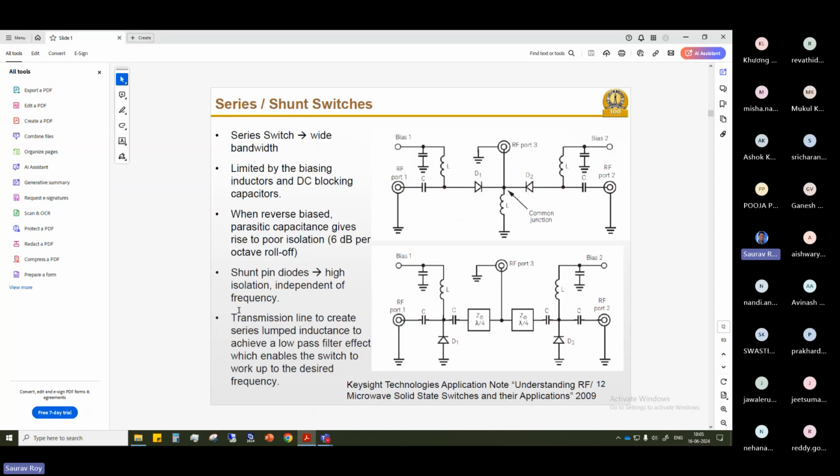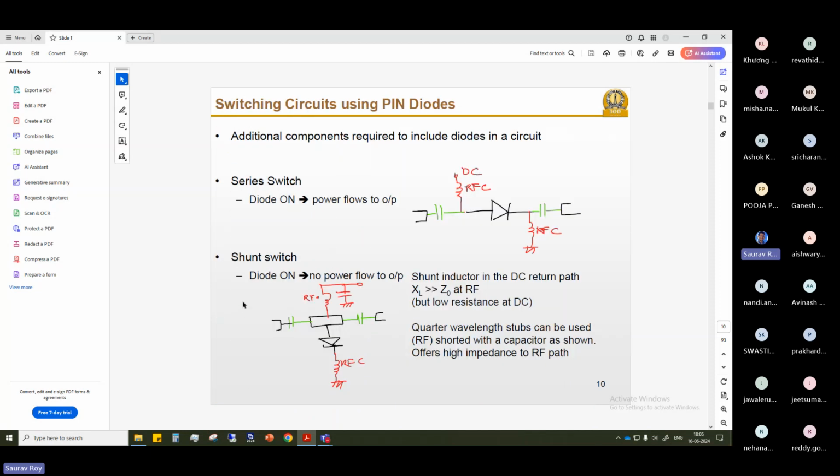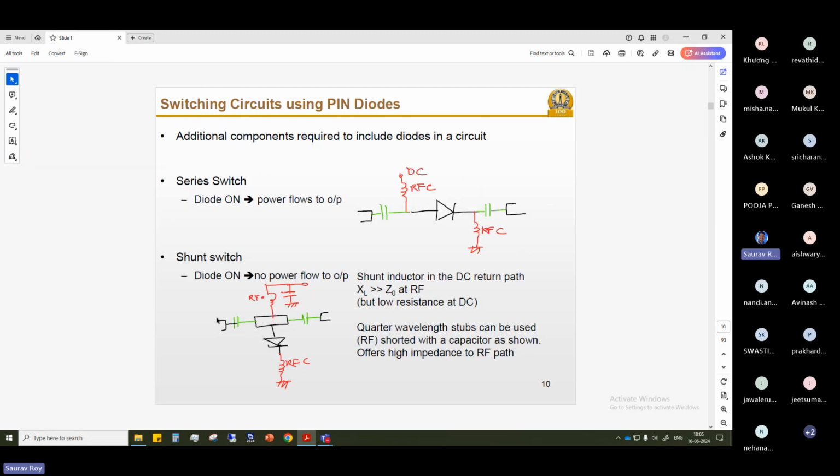So, yesterday, first we started with the pin diode. Okay, and we saw that the pin diode was useful for switching, fast switching, because of the low junction capacitance. It gives better isolation as well as lower insertion loss. So how do we use these pin diodes? There are generally two topologies. One is series configuration, another is shunt configuration.